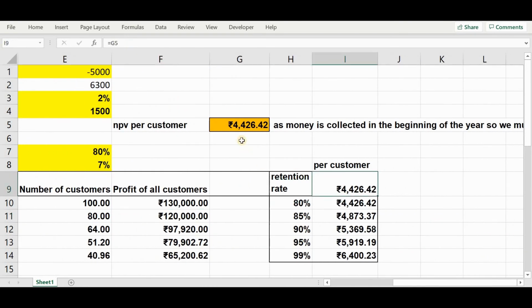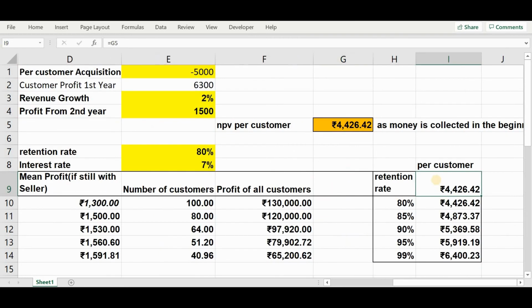Come here. The calculation is shown, where G5 is the retention rate. Now, if I want to understand what my net NPV will be if my retention rate increases, using the concept of a data table, we have seen that if the retention rate increases from 80 to 85, 85 to 90, 90 to 95 and 99%, you see my NPV keeps increasing. That means I will make more money from the customer. As of today, the customer is more valuable to me if my retention rate is 99%.